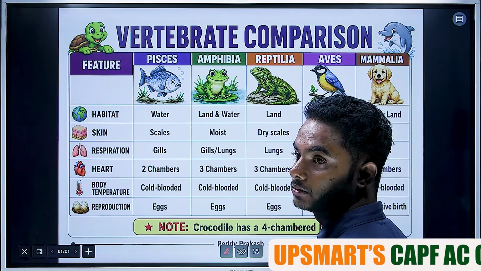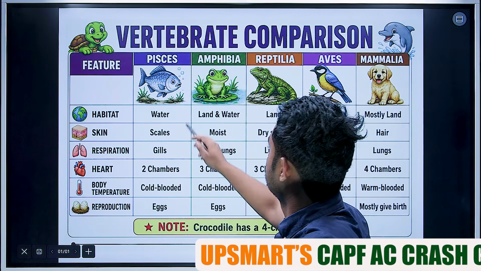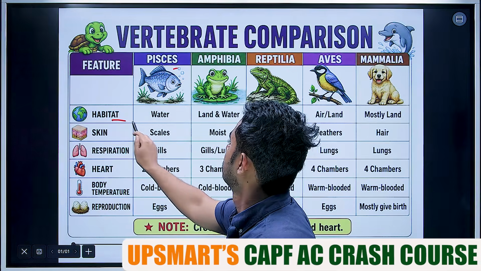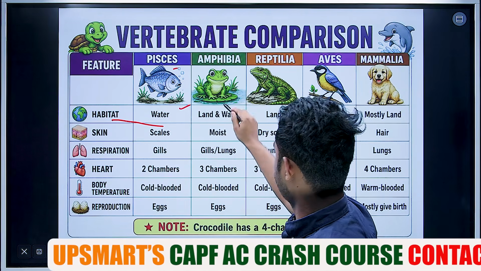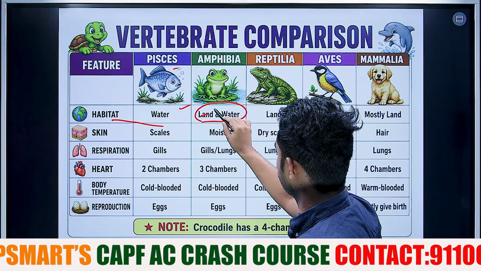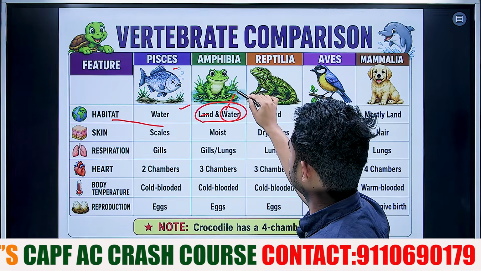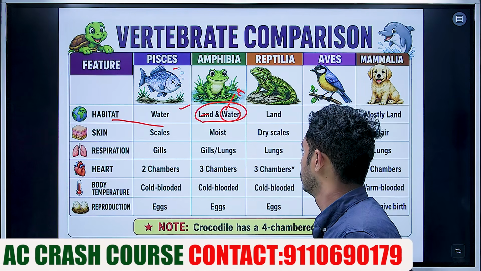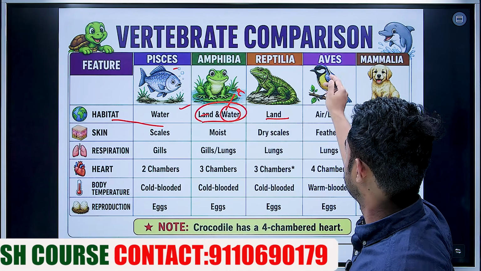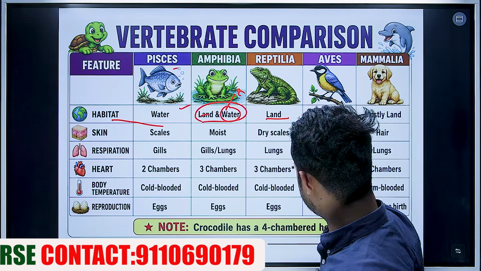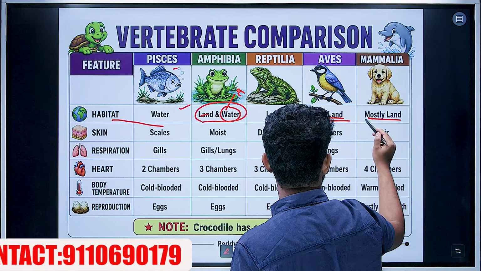This is very important. Kindly focus. Next, this is easy. Discuss. Habitat, water. You know this. Amphibians means by the name land and water. They'll get to the water because to reproduce, to have babies, they'll get to the water. Reptilia, land. Aves, air and land. Next is mammalia, mostly land.